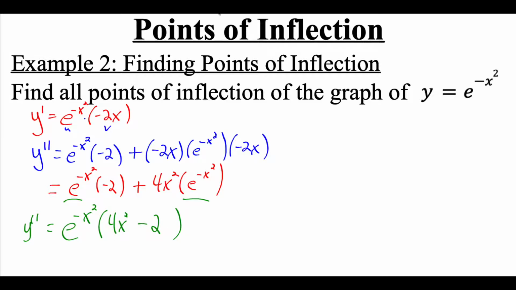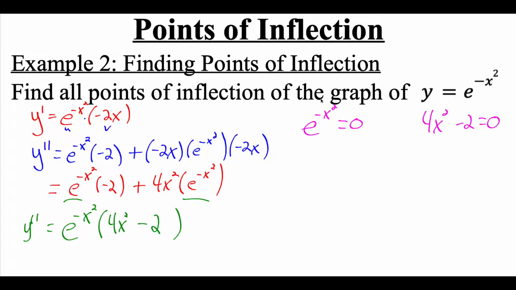But we don't want to just find the second derivative. We want to figure out where the second derivative is equal to 0. So, because this is in its factored form, to find the zeros of this second derivative, we're going to take each individual factor and set them equal to 0. So first I'm going to take the e to the negative x squared and set it equal to 0. And then I'm going to take the 4x squared minus 2 and set that equal to 0.